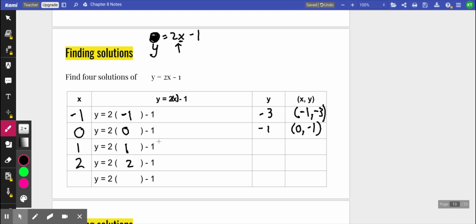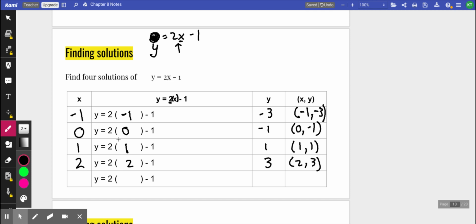This would be 2 minus 1 is 1. So when x is 1, y is 1. And then here 2 times 2 is 4, minus 1 is 3. So when x is 2, y is 3. And if you notice, right, as we went up each time for x, my y value went up by 2, right? And that's because that constant rate of change was 2 in this example, right? Whatever you're multiplying by x, that's going to be your rate of change as long as it's y equals.